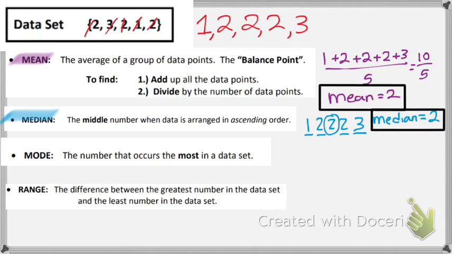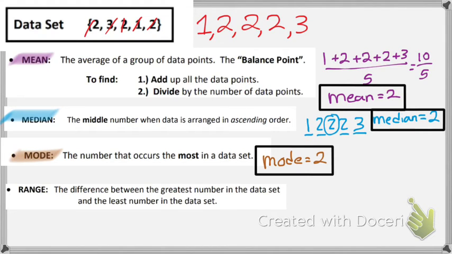Next is the mode. Let's do brown for mode. That's the number that occurs the most in the data set. Here we can see that it happens to be the number 2. So we can just put mode is equal to 2 because it occurs the most. It's just a coincidence that 2 is the same on each one.